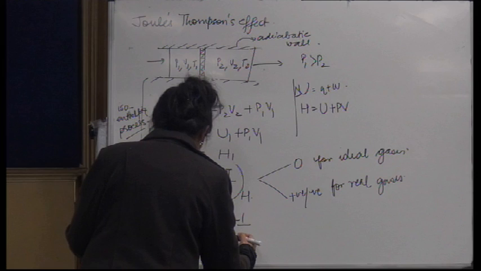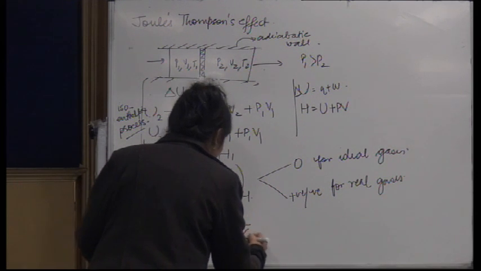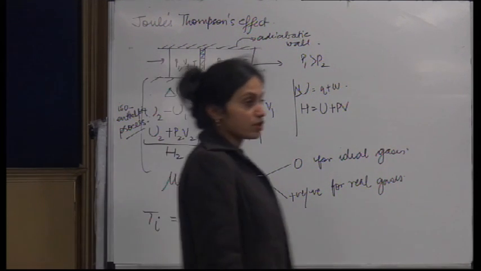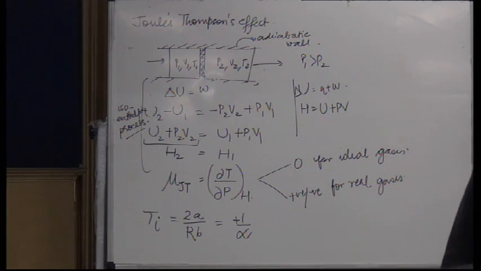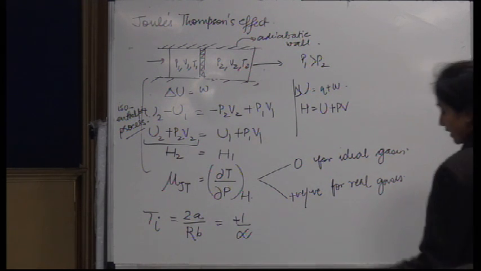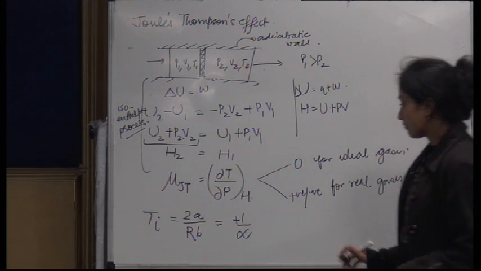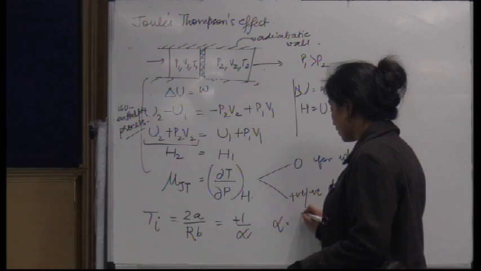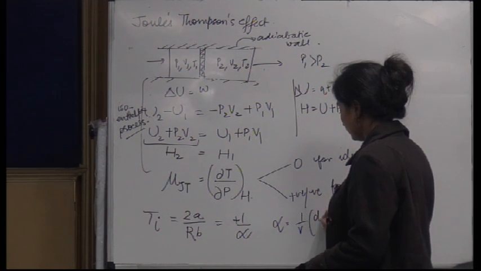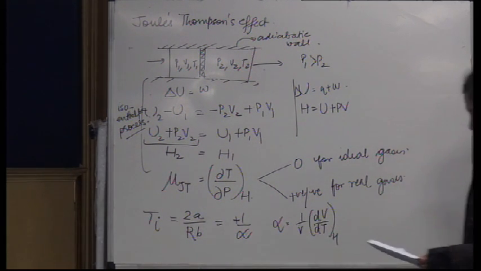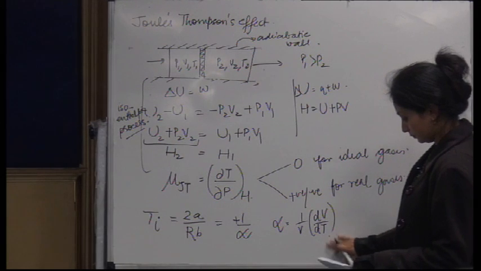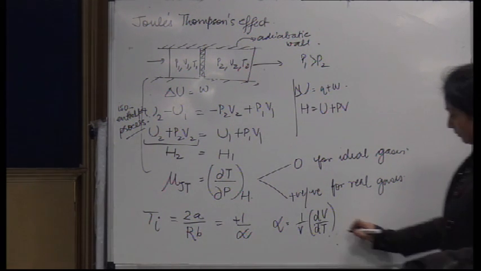But from here actually it can be expressed as simply 1 upon alpha. You remember what is your alpha? It is the thermal expansion coefficient. 1 upon V into del V by del T, at constant pressure.